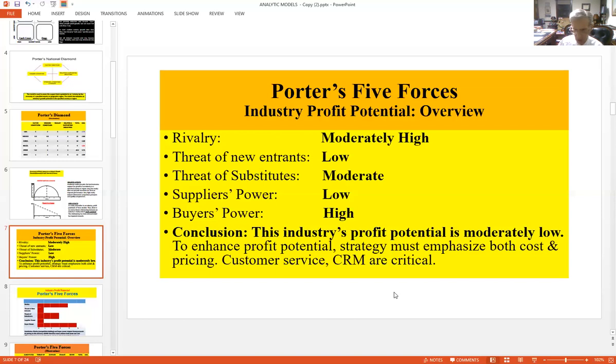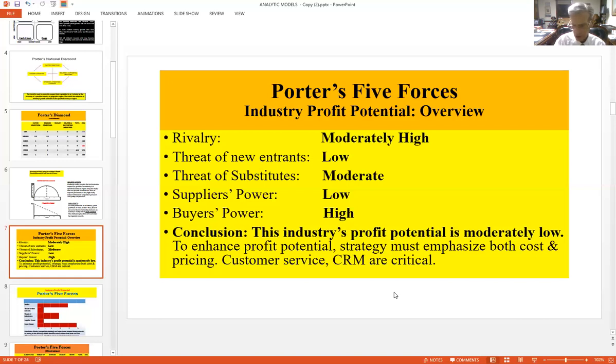Remember, Porter's 5 Forces is intended to reveal the profit potential of an industry, not your company, but the industry and all of its participants. In this particular case, the industry's profit potential is moderately low.